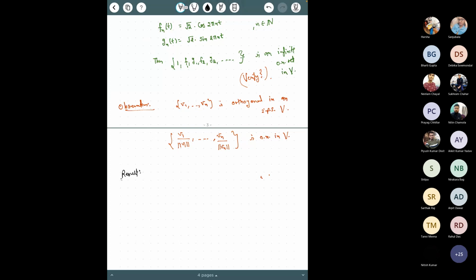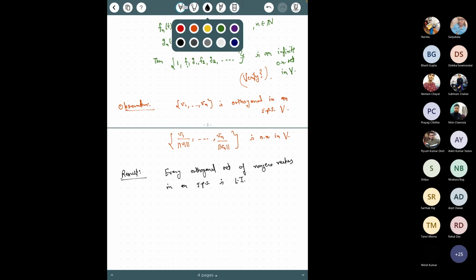This is very easy to verify. Every orthogonal set, so when I say orthogonal set, that means it is a set in an inner product space, or every orthogonal set of non-zero vectors in an inner product space is linearly independent. So let's see how we can prove this.